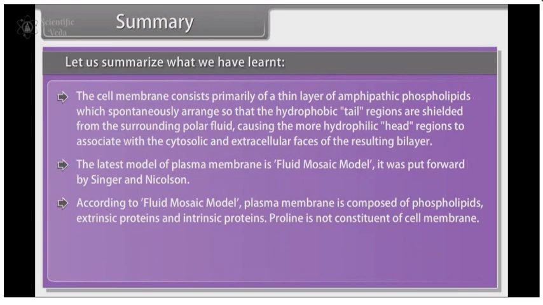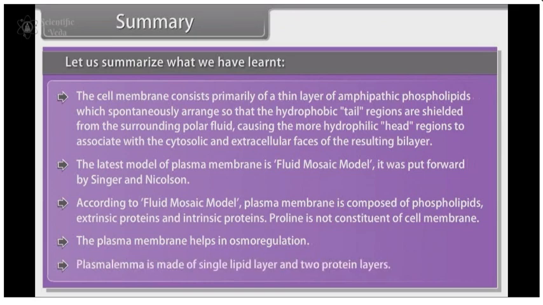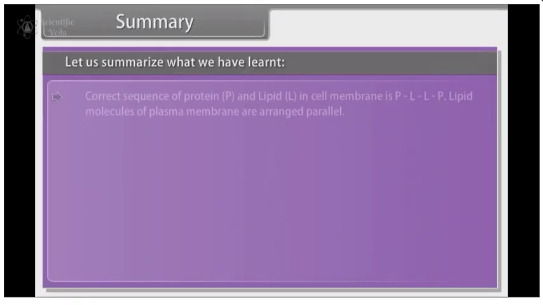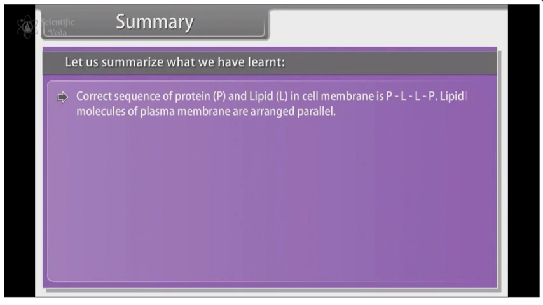Proline is not a constituent of cell membrane. The plasma membrane helps in osmoregulation. Plasma lemma is made of a single lipid layer and 2 protein layers. The correct sequence of protein P and lipid L in cell membrane is PLLP. Lipid molecules of plasma membrane are arranged parallel.